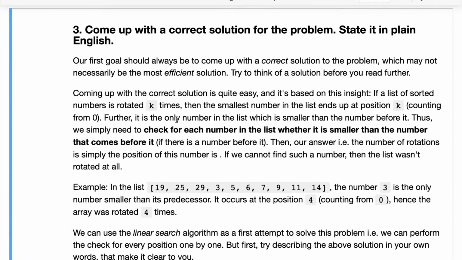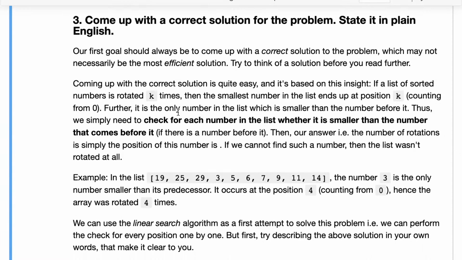Now the next step is to come up with a correct solution for the problem and state it in plain English. And there's a hint here for you already. Coming up with the correct solution is quite easy, and it's based on this simple insight. If a list of sorted numbers is rotated k times, so you keep rotating it step by step, moving the last number to the first position, then the smallest number in the list ends up at position k.